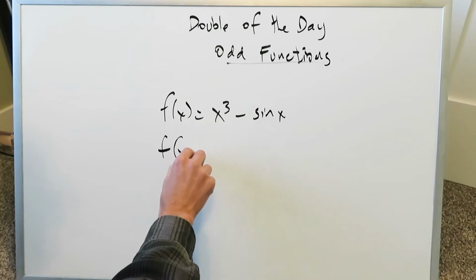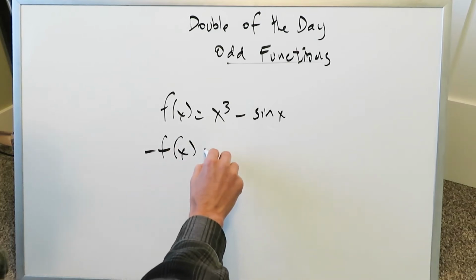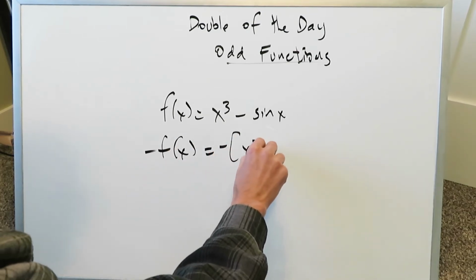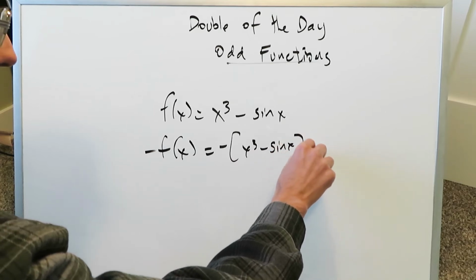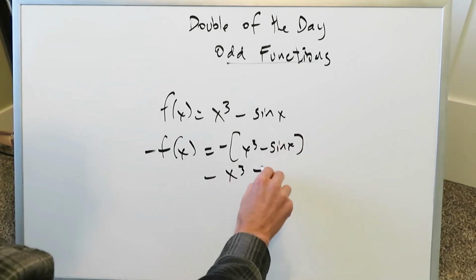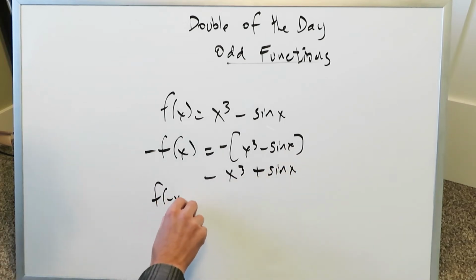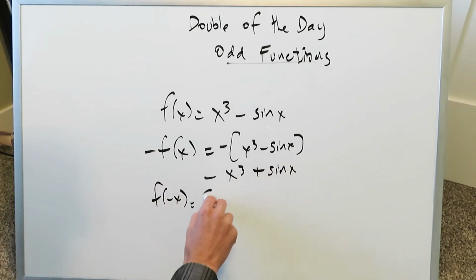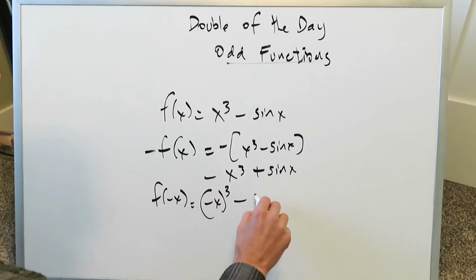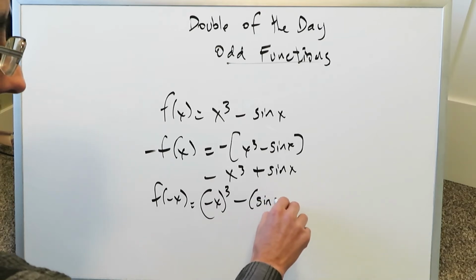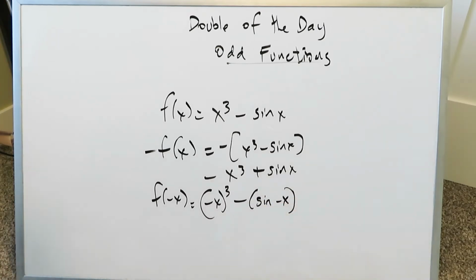Well, if you look at minus f of x, you're looking at minus of all of this, and you know what you will get. You'll get a minus x cubed plus sine x. Alright, now we'll compare that to f of minus x. You'll have a minus x, and you have cube, and then you have minus, and you have sine of minus x. Sine of minus x, take that on your calculator.